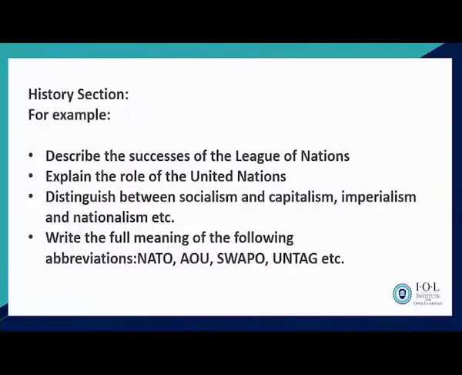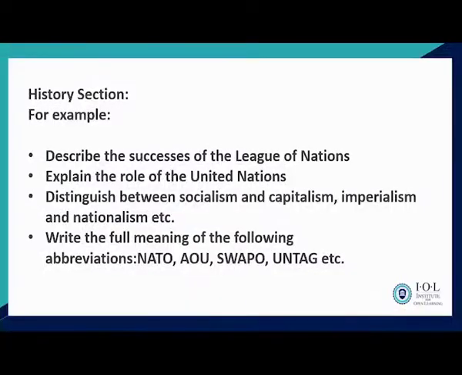Explain the role of the United Nations. The same applies with explain the role of the League of Nations. If you are asked to explain the role of the League of Nations, do not explain the role of the United Nations. Obviously, you will lose marks because that is not what the question is asking you. Distinguish or explain the difference between socialism and capitalism, or imperialism and nationalism. Write the full meaning of the following abbreviations.